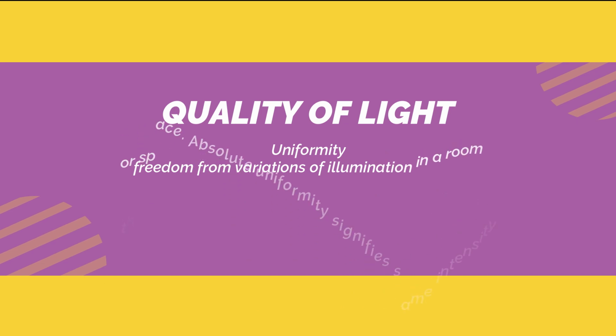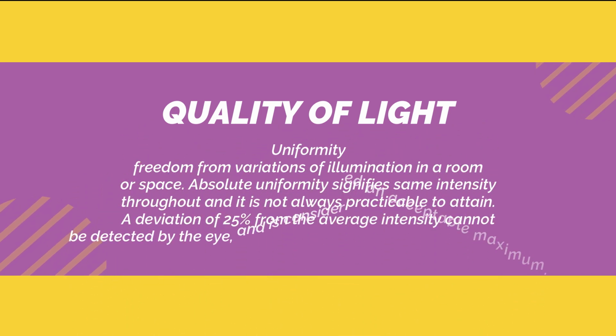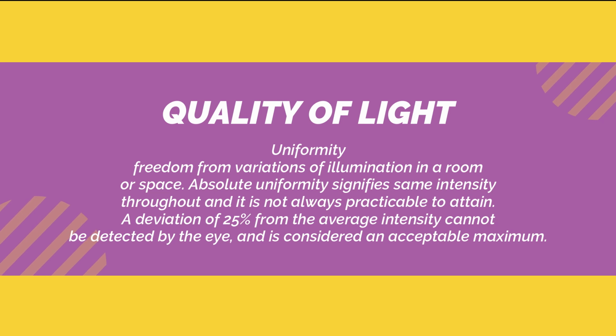In terms of quality of light, light distribution depends upon uniformity, freedom from variations of illumination in a room or space. Absolute uniformity signifies the same intensity throughout, and it is not always practicable to attain. A deviation of 25% from the average intensity cannot be detected by the eye and is considered an acceptable maximum.